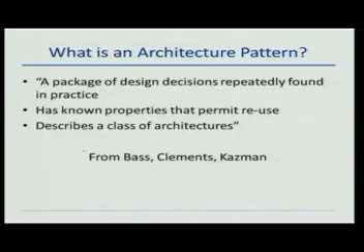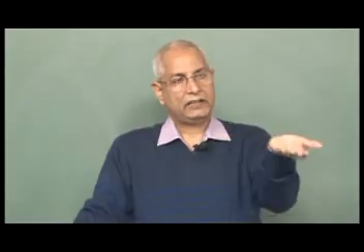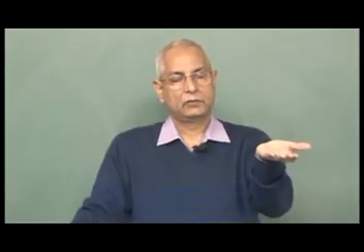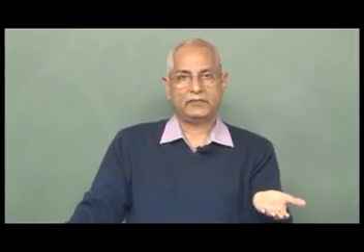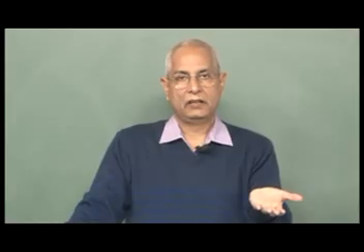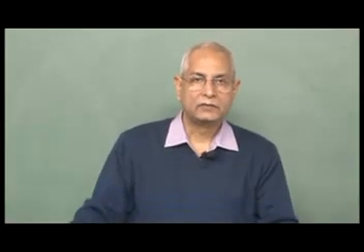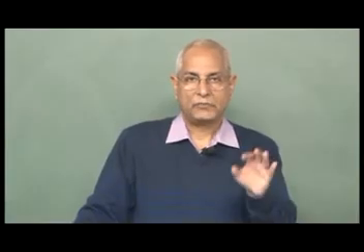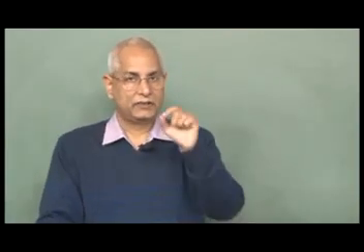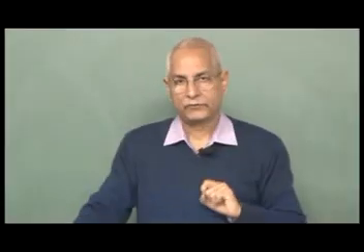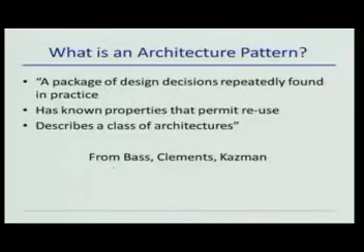So, if you look at our textbook Bass, Clements and Kazman, Software Architecture in Practice, 3rd edition, they define an architecture pattern. And how do they say? What it is? A package of design decisions repeatedly found in practice, has known properties. What properties are we talking about? Quality attribute properties that permit reuse, describe a class of architectures.